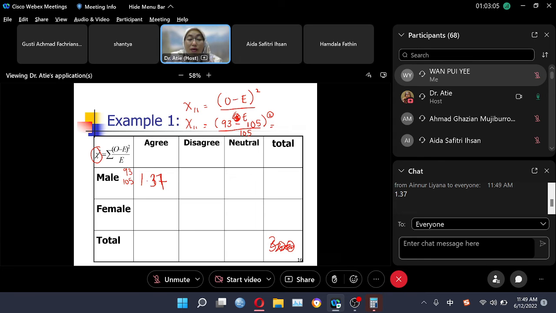Okay, people, you may be wondering how many decimal points you should keep in this table. You can keep as many as you can, but at the end, for the final answer, you need to use not more than 3 decimal points. So you need to round it off. You can use 1, 2, or 3.